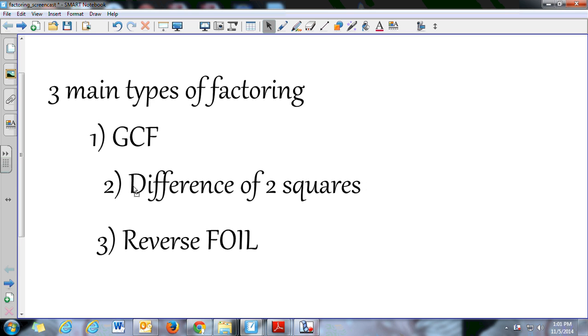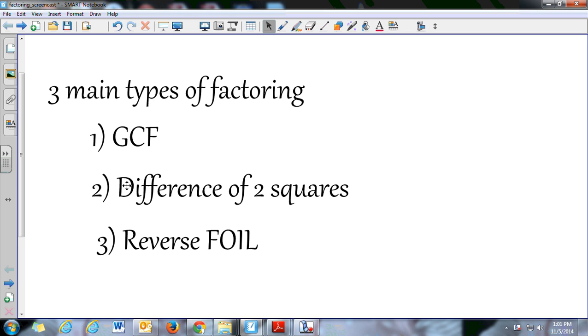2, difference of two squares. Binomials, perfect squares, together with a minus sign. And thirdly, reverse FOIL. Trinomial, three terms. How can you break that back into two binomials? So that's what we're going to take a look at here in our little factoring screencast.